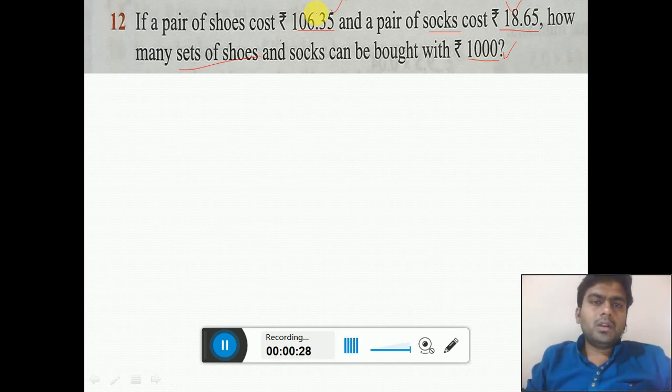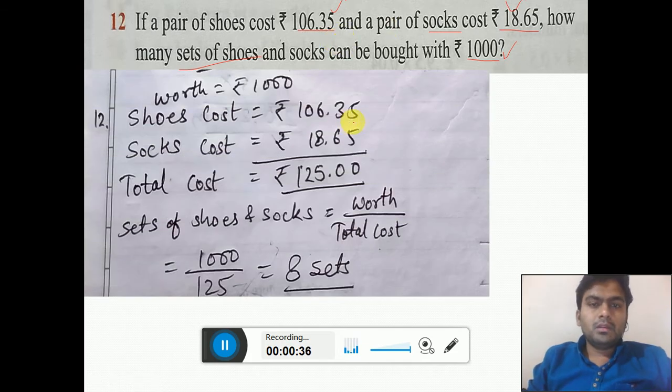These two numbers are decimals, so we can easily add them. Both are like decimals, and then we will get one total cost. Now see, 5 and 5, 10, 0 carry over 1, 1 plus 3, 4, 4 and 6, 10 carry over 1, 6 plus 1, 7, 7 and 8, 15 carry over 1, this 1 and 1 equals 2 and 1 as it is, so 125.00 or 125.